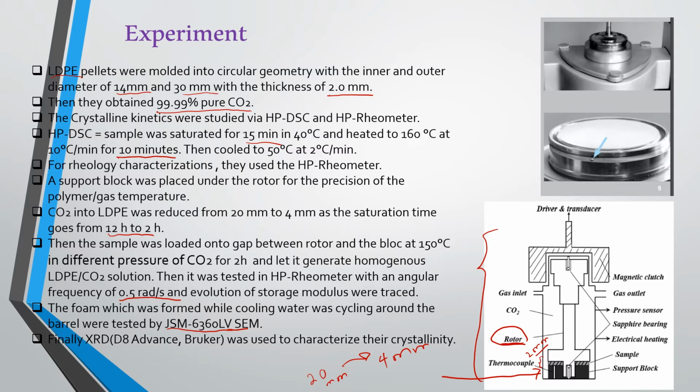For the precision of the electric heating process during the foaming, cooling water was cycled around the barrel. So there should be a barrel surrounding this rheometer, and carbon dioxide is delivered into the cell via inlet and outlet. This is where the gas goes in, this is where the gas goes out. In this case, it's carbon dioxide. Like I said before, the cell morphologies of the foam were observed using this particular scanning electron microscope. Finally, they used XRD, this particular one, the D8 Advance Bruker one. They used it to characterize their crystallinity.